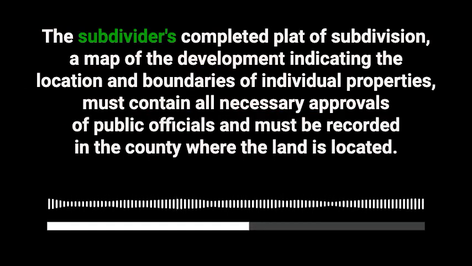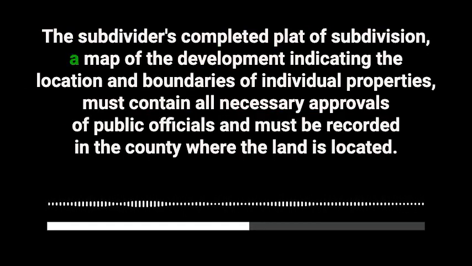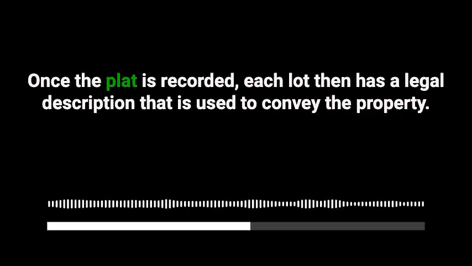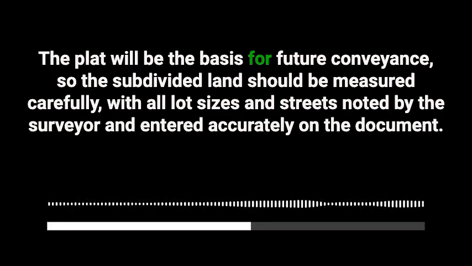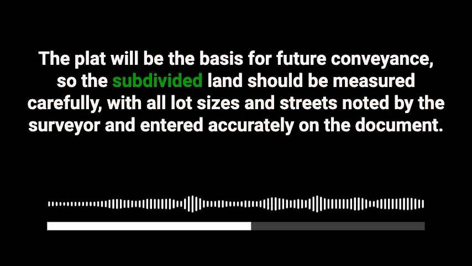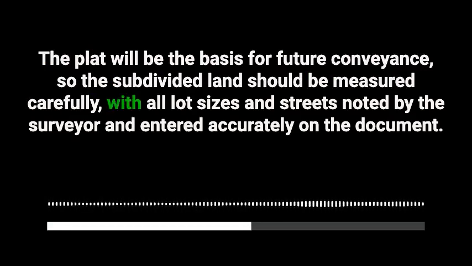The subdivider's completed plat of subdivision, a map of the development indicating the location and boundaries of individual properties, must contain all necessary approvals of public officials and must be recorded in the county where the land is located. Once the plat is recorded, each lot then has a legal description that is used to convey the property. The plat will be the basis for future conveyance, so the subdivided land should be measured carefully, with all lot sizes and streets noted by the surveyor and entered accurately on the document.